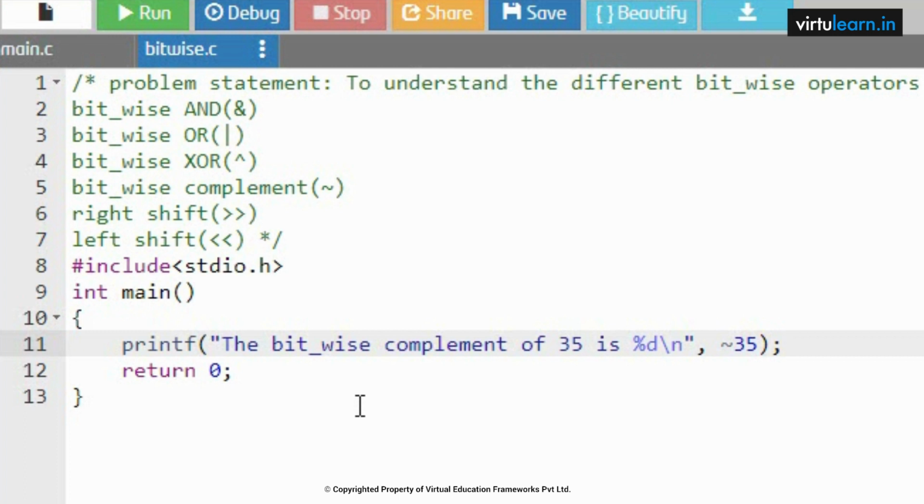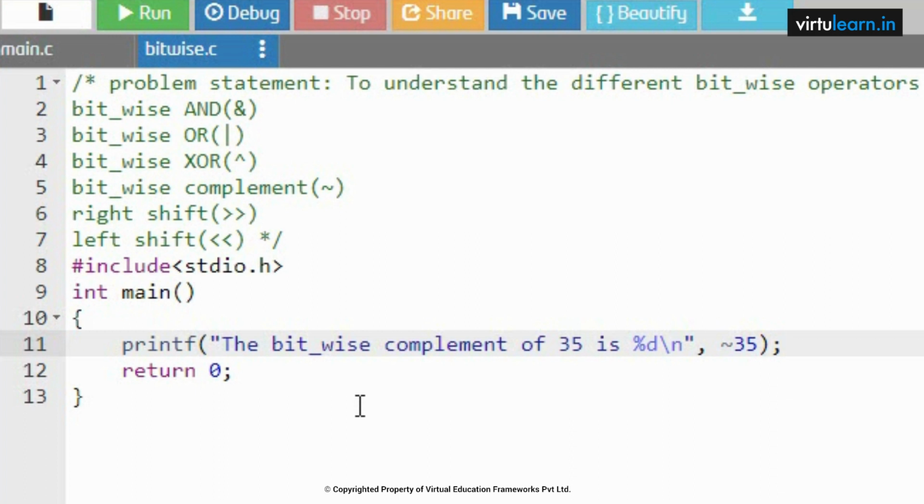So it is very simple that the bitwise complement of 35 is minus 36. This is how we are going to get the result. Now let us check this result. The bitwise complement of 35 is minus 36. I hope now you understood it clearly. I'll repeat it once again.